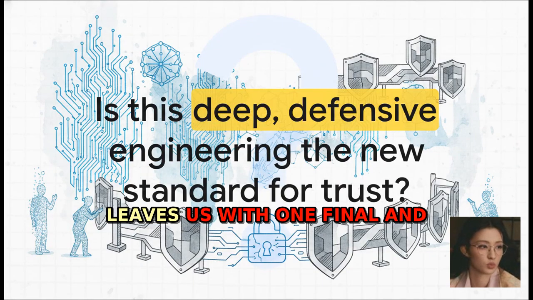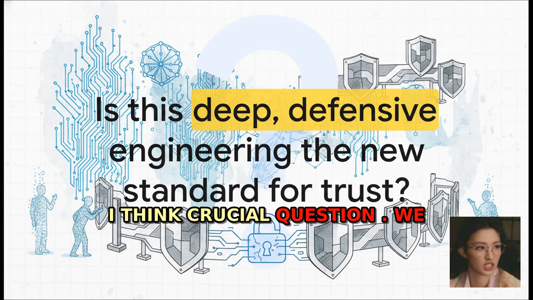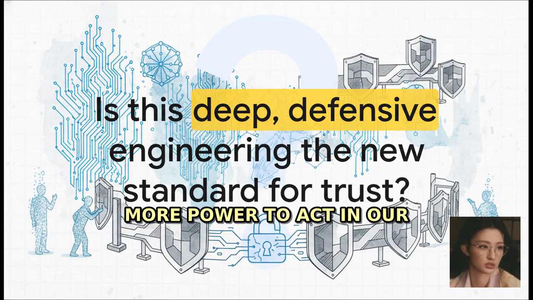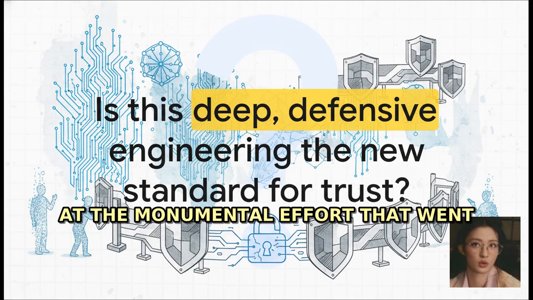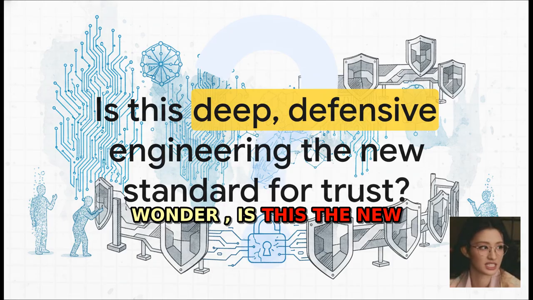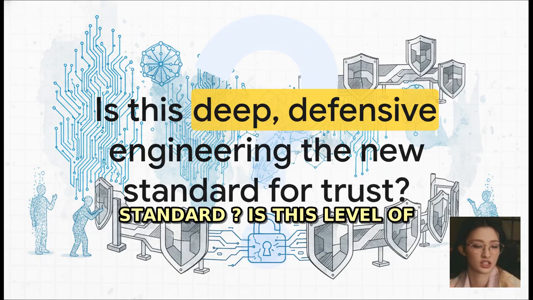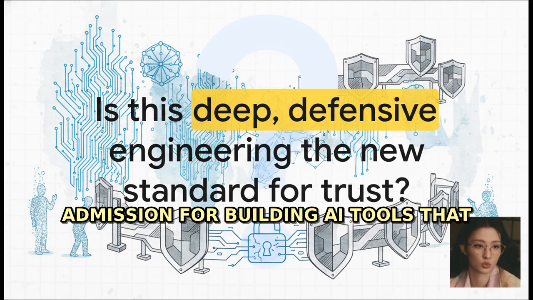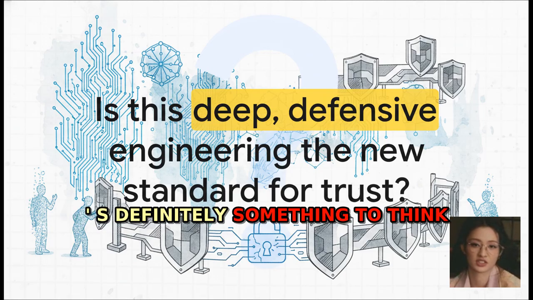And that really leaves us with one final, and I think crucial question. We are giving AI agents more and more power to act in our world. And when you look at the monumental effort that went into making Claude Code both powerful and safe, you have to wonder, is this the new standard? Is this level of deep, defensive engineering the price of admission for building AI tools that we can actually trust? It's definitely something to think about.